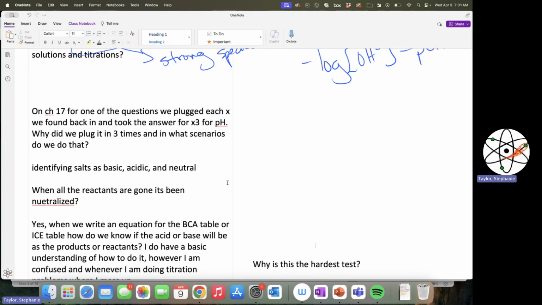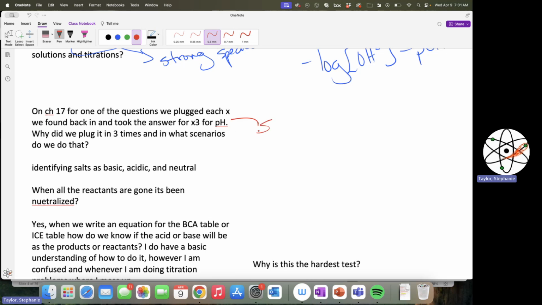So what I'm going to do is address questions that are both from my class as well as the last question from the exam review. I'm going to hit a couple of the ones that I can do quickly that are from my class. So this says, chapter 17, from one of the questions we plugged each X we found back in and took the answer 3 times. This thing was called successive approximation. That's what they're talking about.